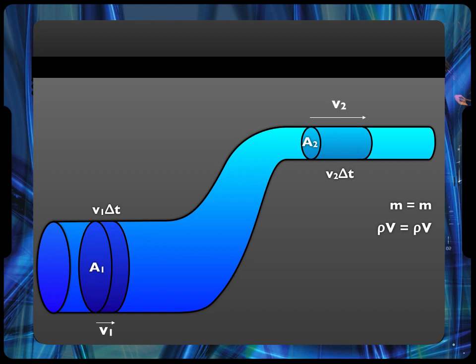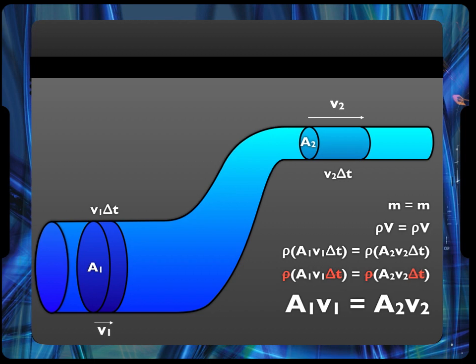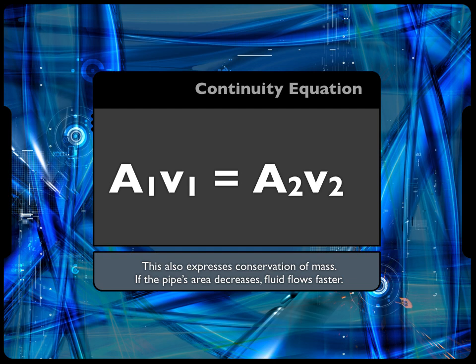Volume for a cylinder is the area times the length of the cylinder, in this case, A times vt. You'll notice the left side of the equation describes the left side of the image. The right side of the equation describes the right side of the image. Well, we can cancel out density and time from both sides, and we're left with A1V1 equals A2V2. That expresses conservation of mass. What goes in must come out.